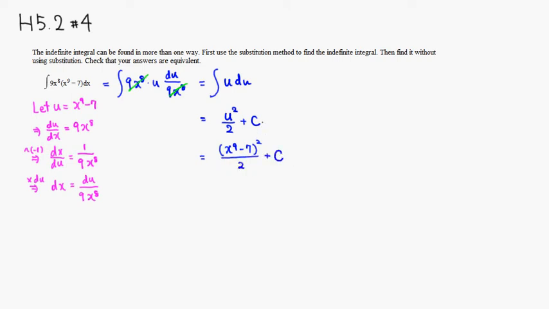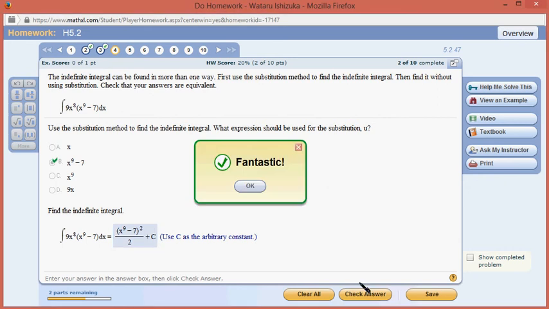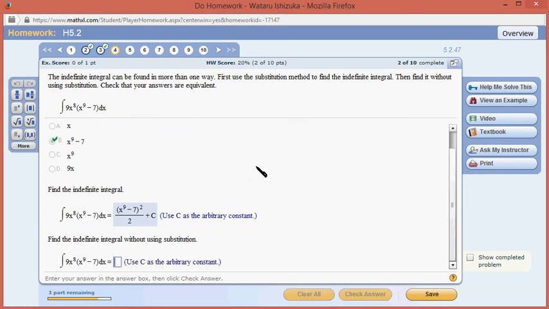Right? So let's type that in. So we have x to the 9th power minus 7 squared over 2 plus c. Alright, so let's check the answer. Alright, so we got that.